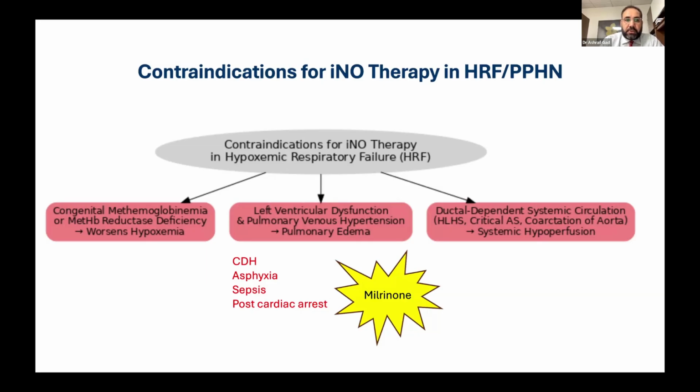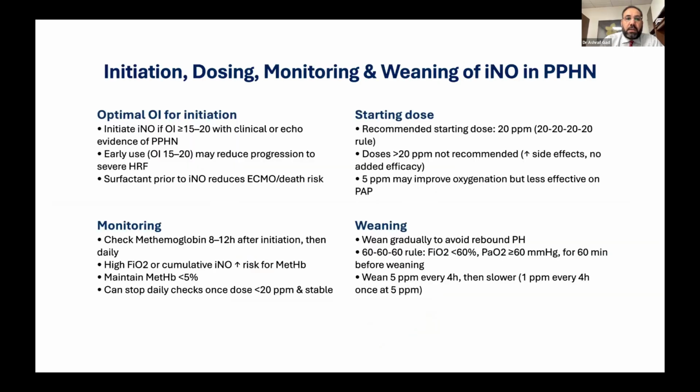de-escalate or get an echo assessment later. If there is congenital methemoglobinemia, those babies who present with a high level of methemoglobin, 20 to 25 and above, of course nitric oxide is contraindicated, and we have to ensure treatment with a different therapy.